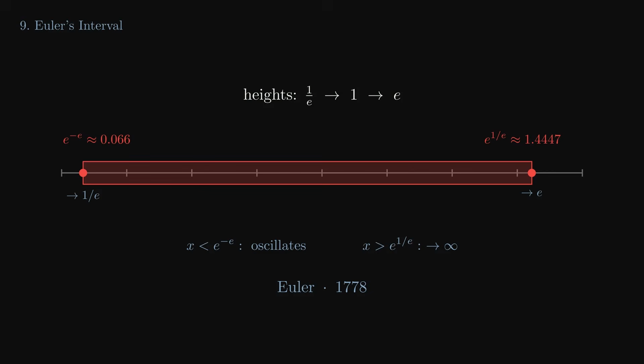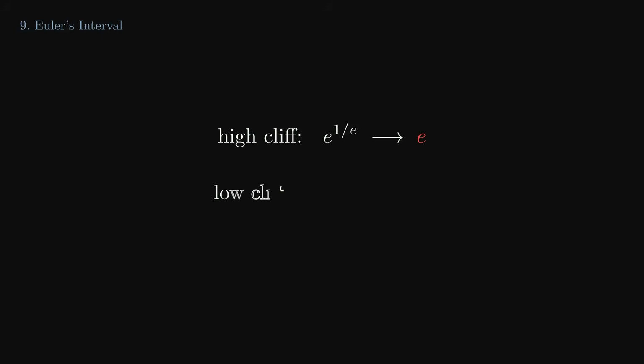What makes it so satisfying is how the two ends rhyme. The friendly constant e governs both cliffs. On the tall side, the boundary is e raised to 1/e, and the last finite height is e itself. On the short side, the boundary is e raised to -e, and the last finite height is 1/e. The same number, standing guard at both ends of the only interval where these towers are allowed to exist.